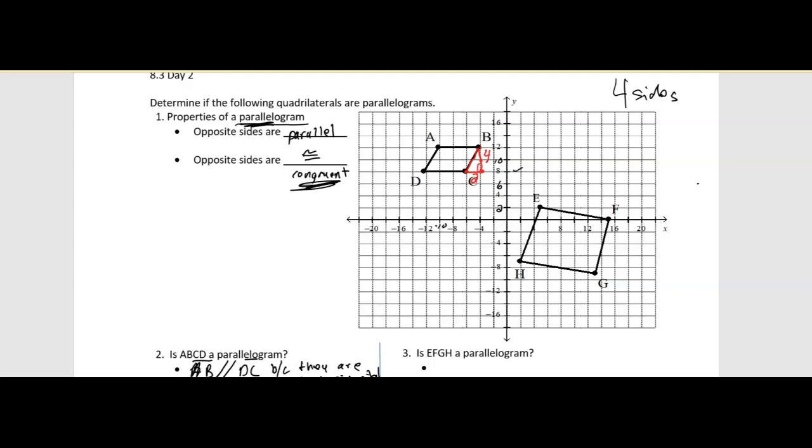Think about what happens over here at D. To get from D to A, we would go up 4. So this has a length of 4. And then I would go right 2. We form a right triangle, and we can then figure out this length.